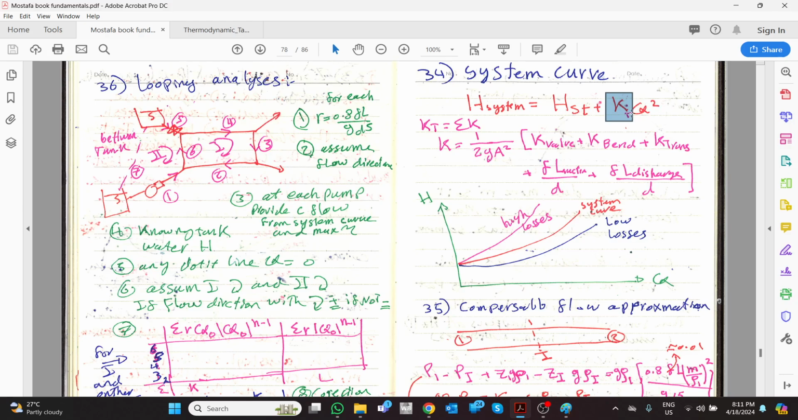Q squared is area multiplied by velocity, which takes into account the diameter itself. Okay, K, how do we calculate K? K is 1 over 2G area squared, because Q is equal to area squared multiplied by V squared, and I need to reach at the end K multiplied by V squared over 2G. So K is 1 over 2G area squared multiplied by the losses of the valve, the losses of the bend, the losses of all.